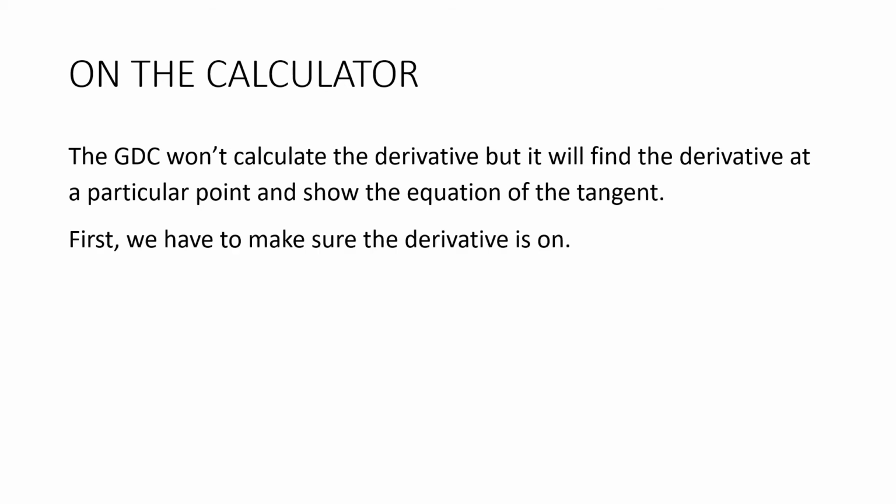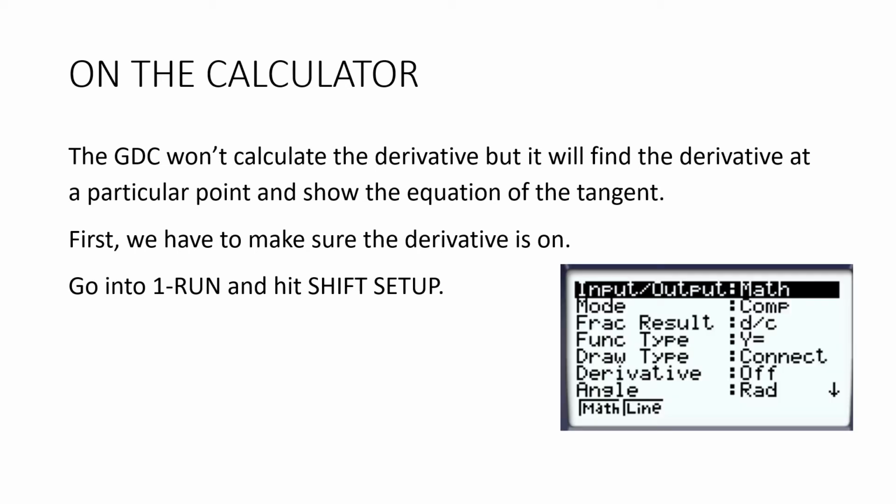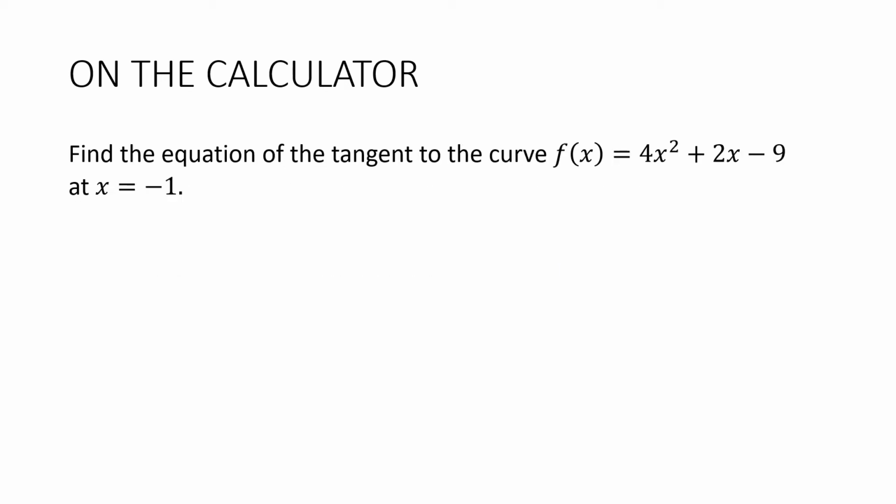The first thing we've got to do is make sure the derivative is on, and this is probably the first thing you'll do after your calculator is put into exam mode. You go into setup and make sure the derivative is on. So you go into any of the menu items like run or graph, and then you hit shift to setup, and you navigate down until you find derivative, and then you turn it on. Okay? Here's the previous question.